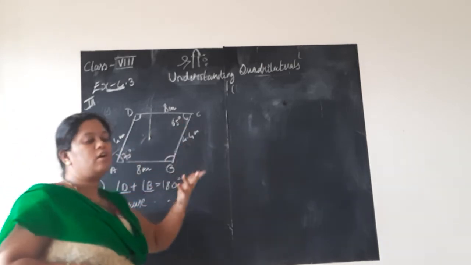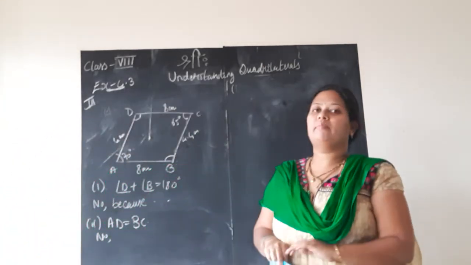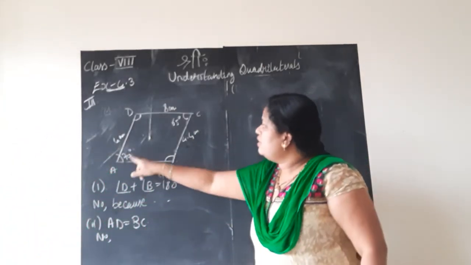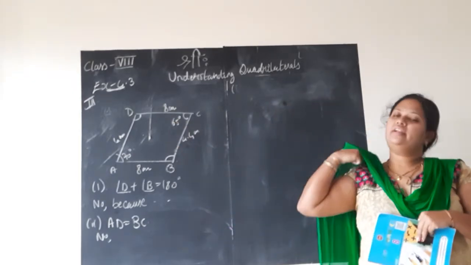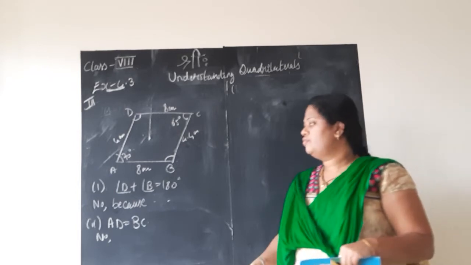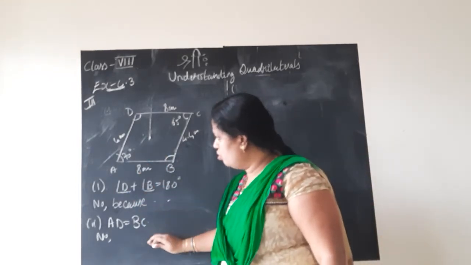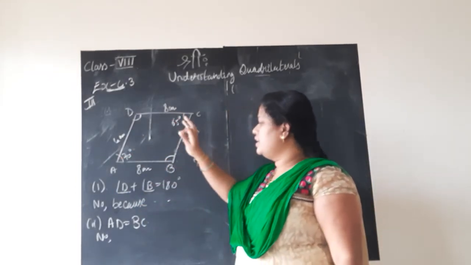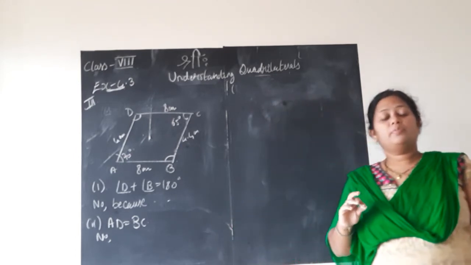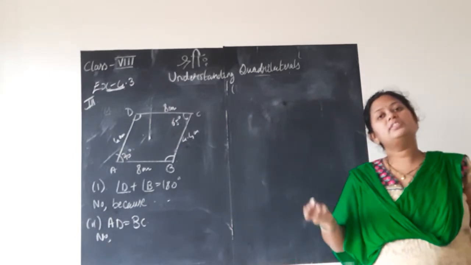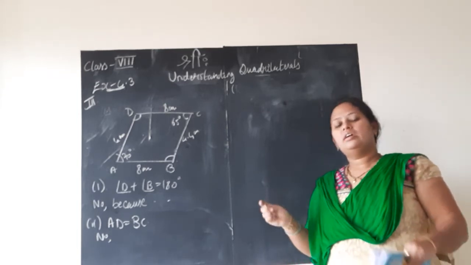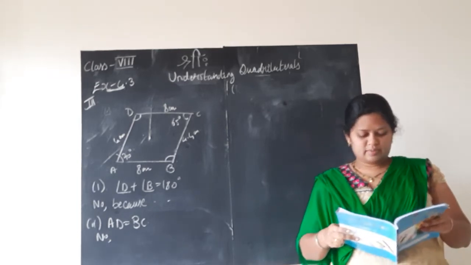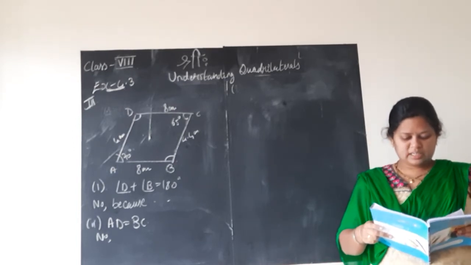Why? We know the opposite angles of a parallelogram are equal. So this is 70, this is 65, they measure different values. So it cannot be a parallelogram. So for the third one also you will write no, because angle A and angle C are different, and we know from the property that opposite angles of a parallelogram are equal, or they measure equal values. And you will write one line. That is about the third one.